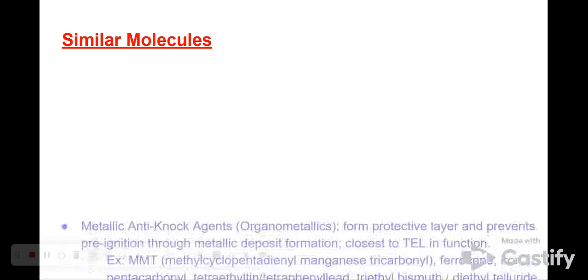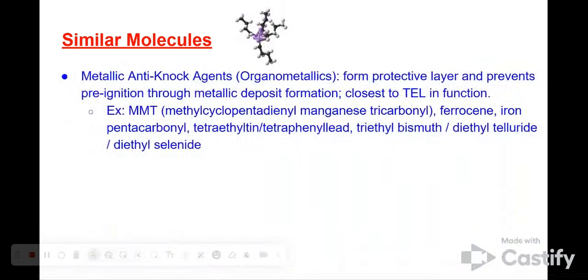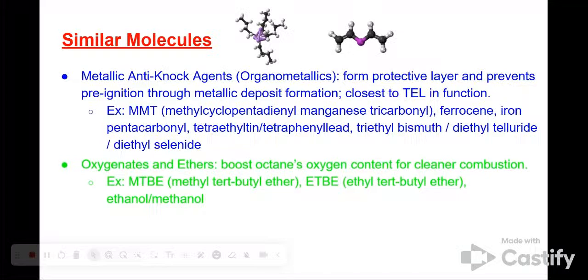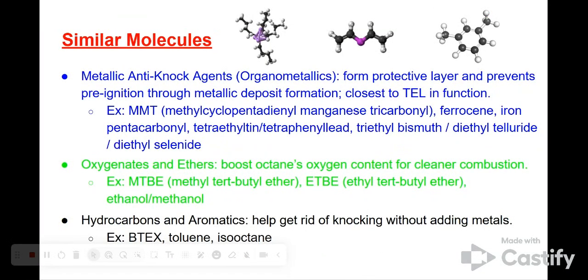Some similar molecules to tetraethyl lead include metallic anti-knock agents, or organometallics, which form a protective layer and prevent pre-ignition through metallic deposit formation, and are thus the closest to TEL in function. Oxygenates and others, which boost octane's oxygen content for cleaner combustion. And finally, hydrocarbons and aromatics, which help get rid of knocking without adding metals.